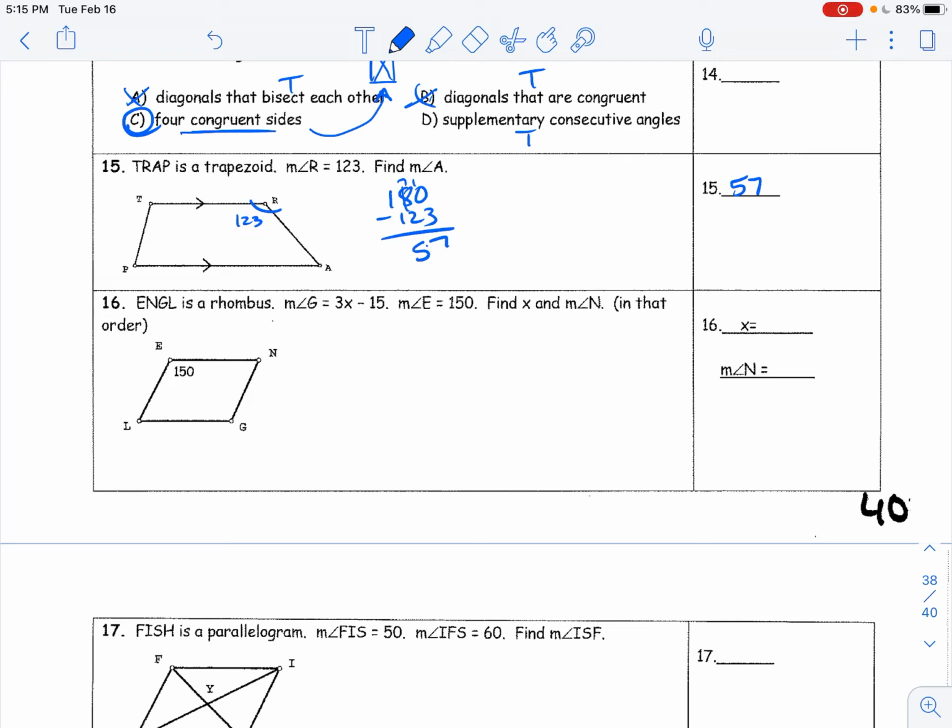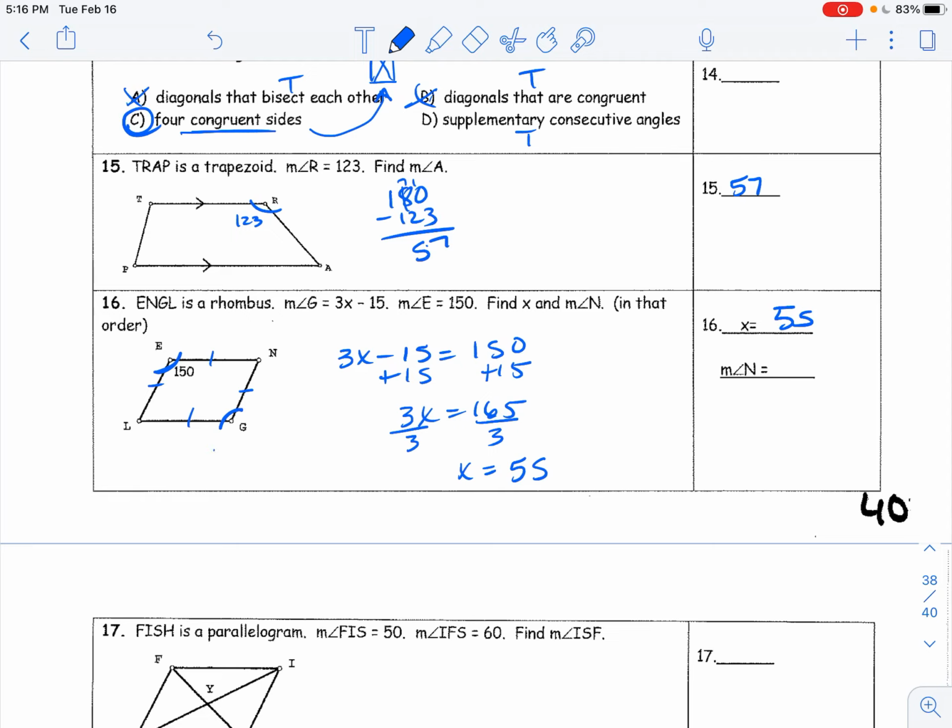Last question for today, ENGL is a rhombus. Okay, so rhombuses have 4 congruent sides. Measure of angle G is 3x minus 15. I'm looking at this angle here. Measure of angle E is 150. Find x. Okay, well these angles, opposite angles are congruent in a rhombus. So I can set these equal, and let's just solve. If I add 15 to both sides, 3x is 165, and divide both sides by 3, x is equal to 55. So that's what x is.